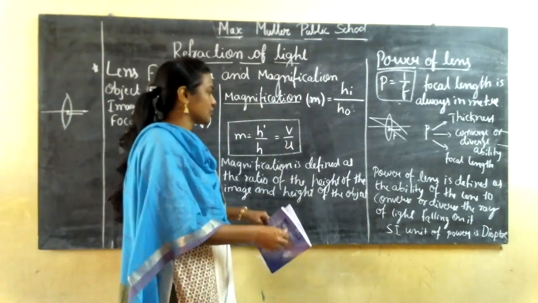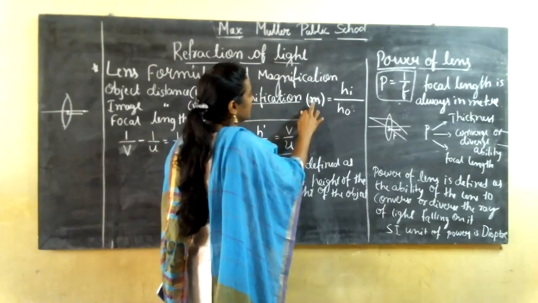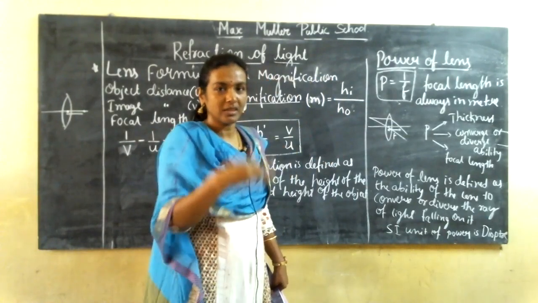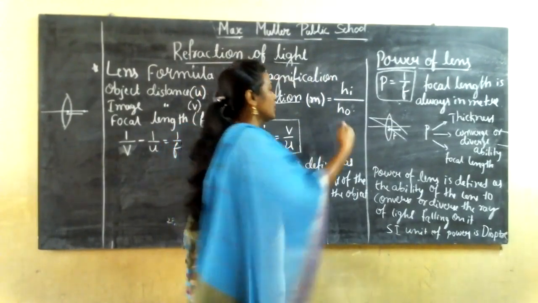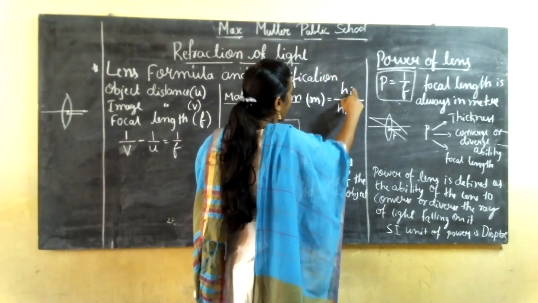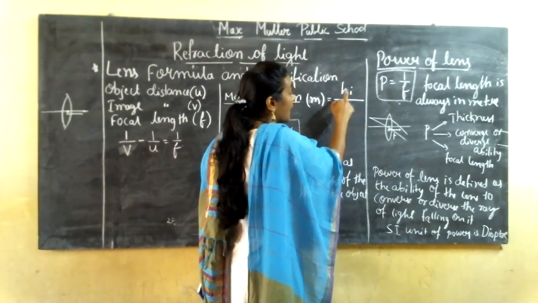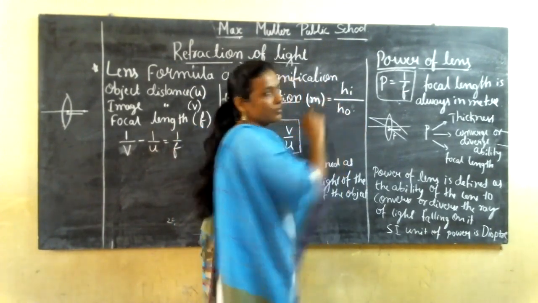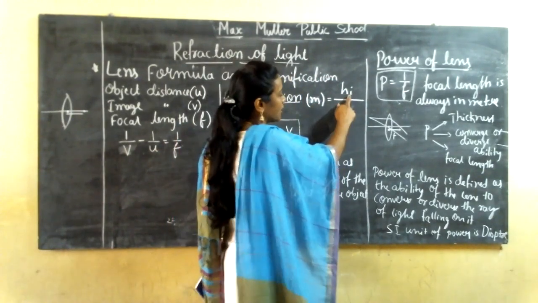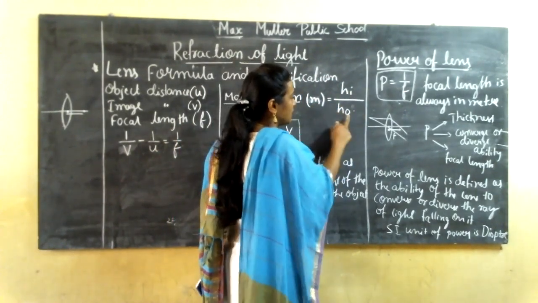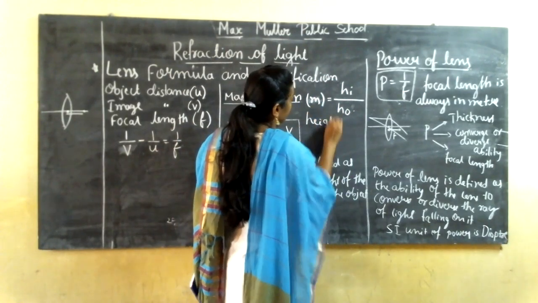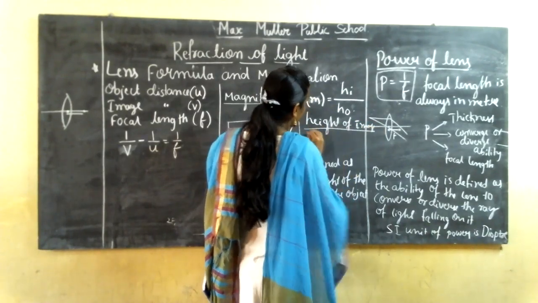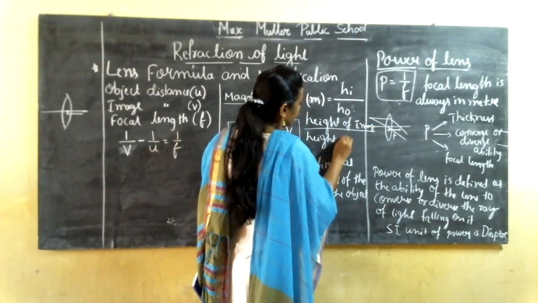Next comes magnification. Magnification is denoted by the small letter m. I already told you that you have to use the ratio method for the comparison, right? So here that is HI and HO. HI is the height of the image divided by HO, the height of the object. Clear? Height of the image divided by height of the object.